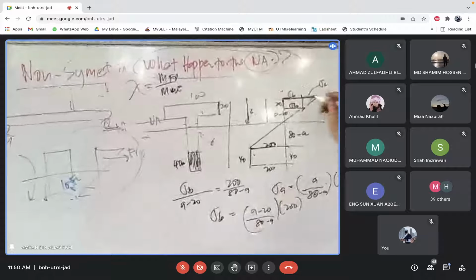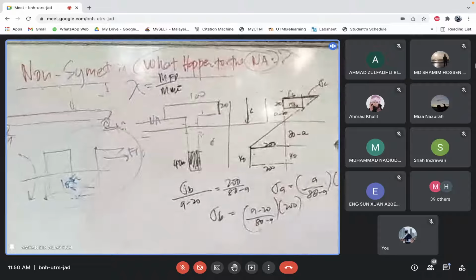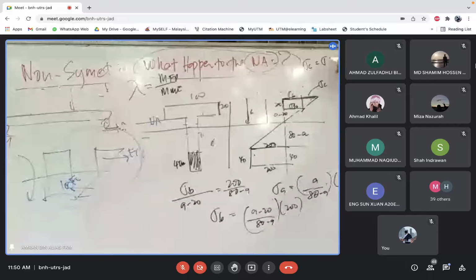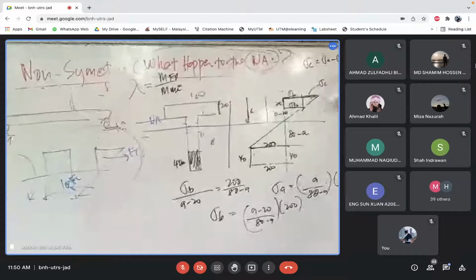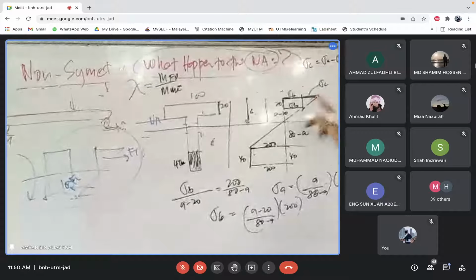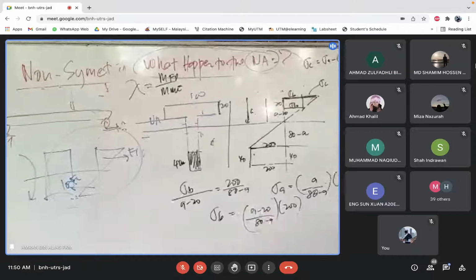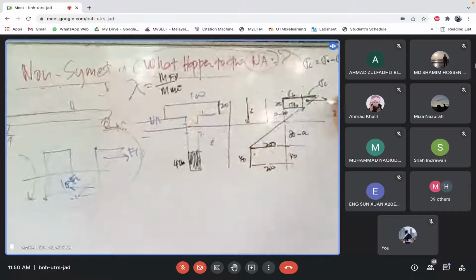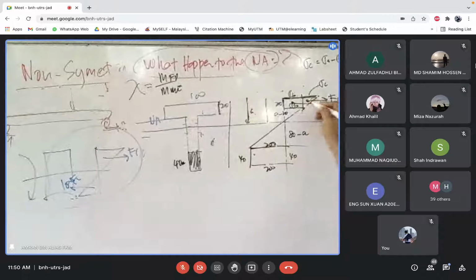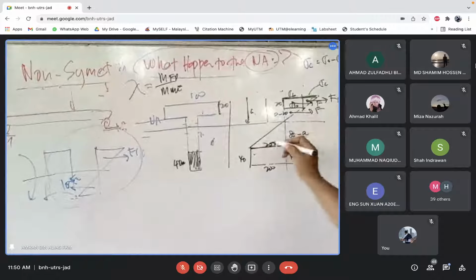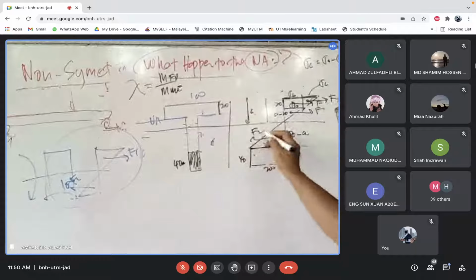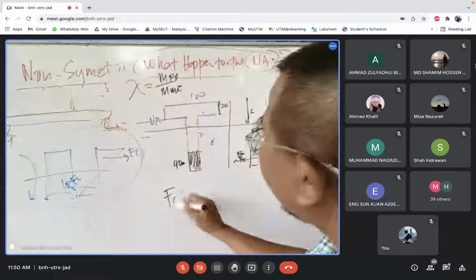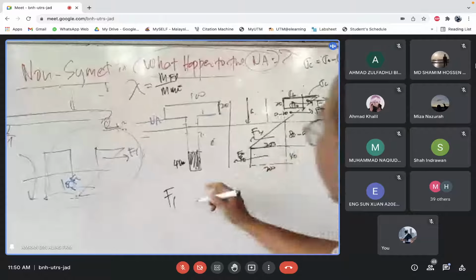And then what is your sigma C? Sigma A minus sigma B, right? Yes, sigma C is equal to sigma A minus sigma B. And then the areas give forces F1, F2, F3, and F4. So what is F1 then? F1 is sigma C, right?